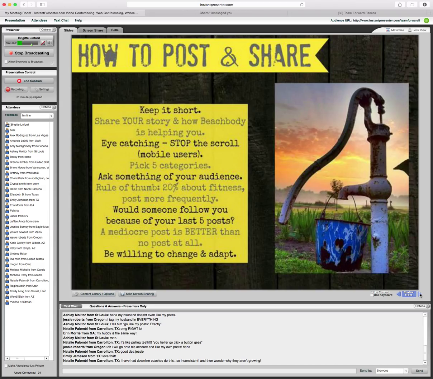Engage them. Make sure you're posting only about 20% of the time about fitness. Make sure you're posting more frequently. Try to get up to 3 to 5 posts a day. Make sure that you're always looking back at the last 5 posts that you have on your page and ask yourself, if somebody were to find my page today and look at my last 5 posts, would they follow me?